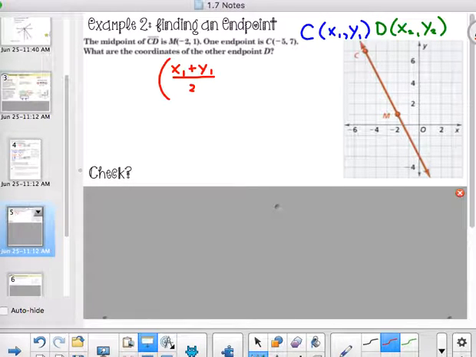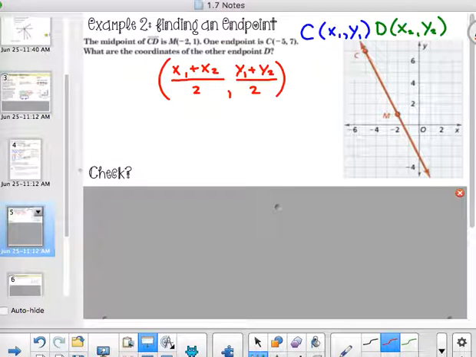I'm sorry. Look at that. Miss Rudolph's making a mistake. Don't do math at 7 a.m. x1 plus x2 all over 2. We got y1 plus y2 all over 2.